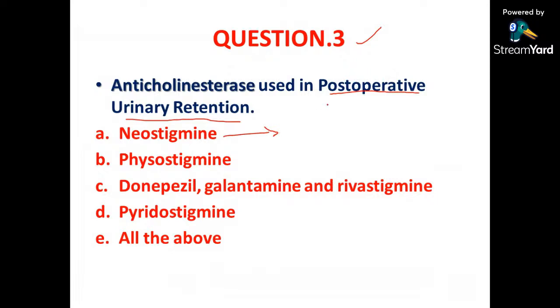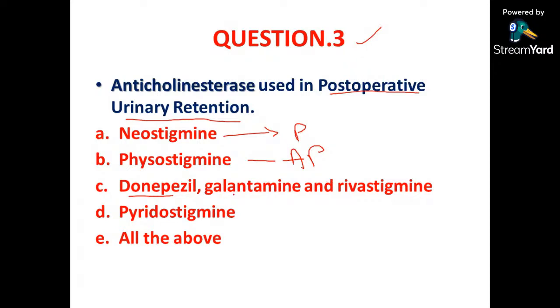Neostigmine is used in post-operative urinary retention. Physostigmine is used in atropine poisoning.